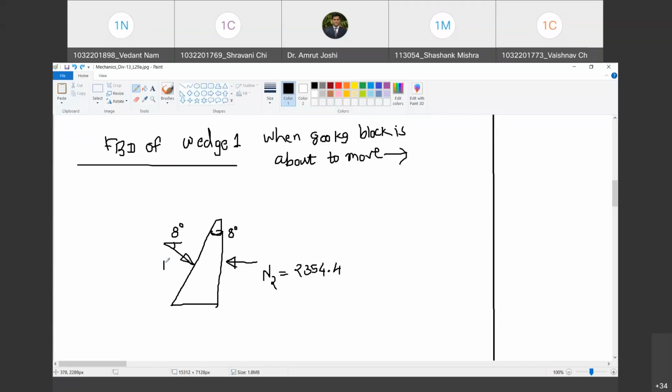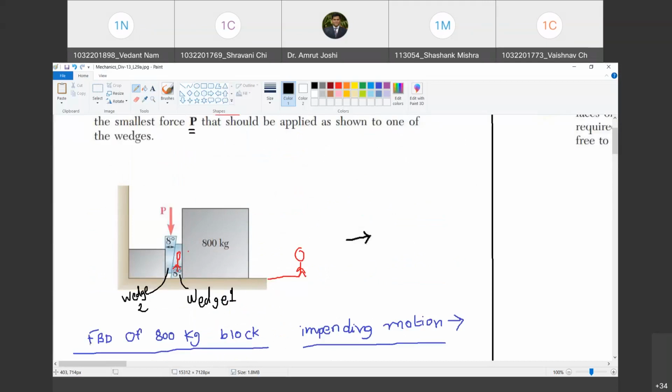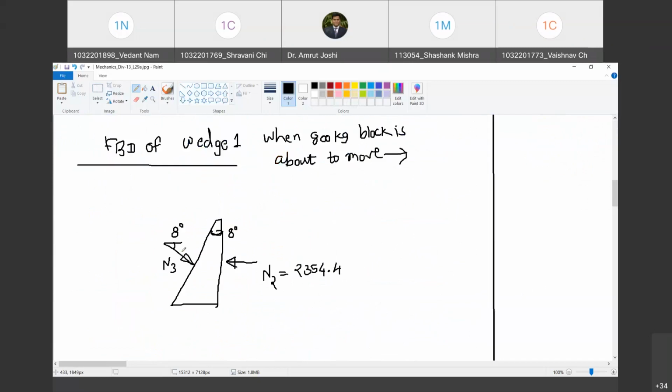Happy? Yes, sir. Okay. And now, will there be friction along this surface? Tell me. Yes, sir. Yes, because when I push this block down, this wedge slides against this wedge, and only then will the 800 kg block move towards right. Happy? Yes, sir. So here along this surface there is going to be impending sliding, but along this surface there was no sliding. Are you with me? Yes, sir. So therefore, what is the direction of impending sliding? Tell me. It would be upwards.